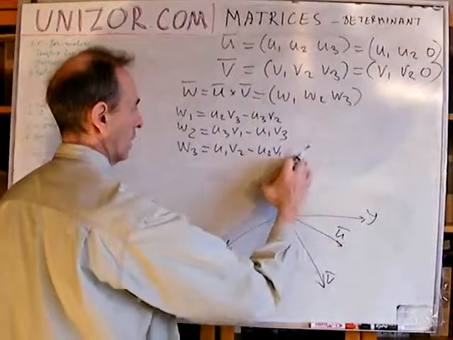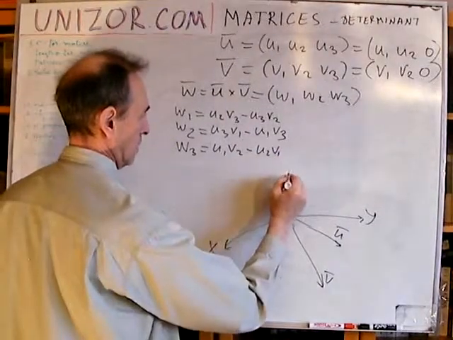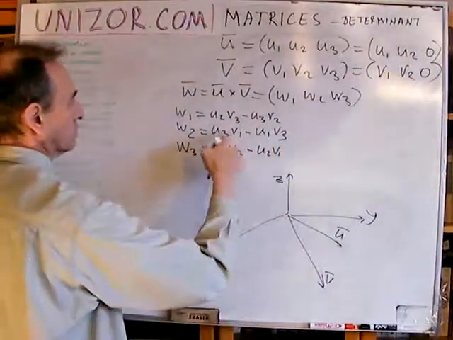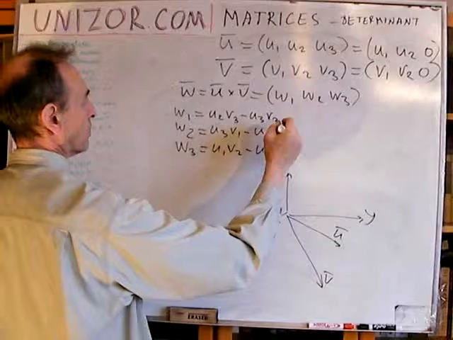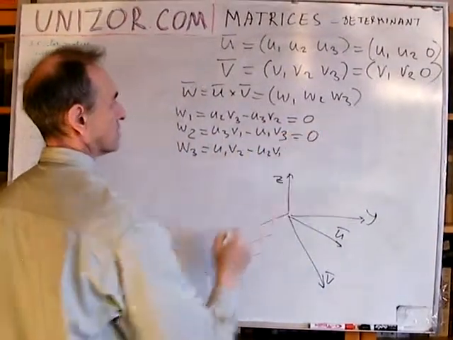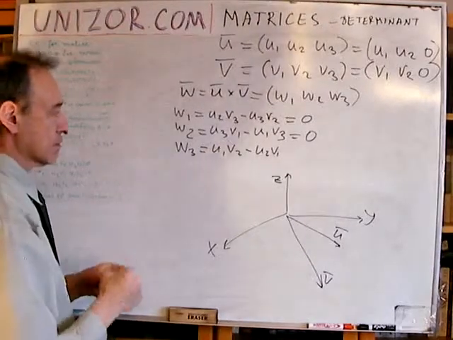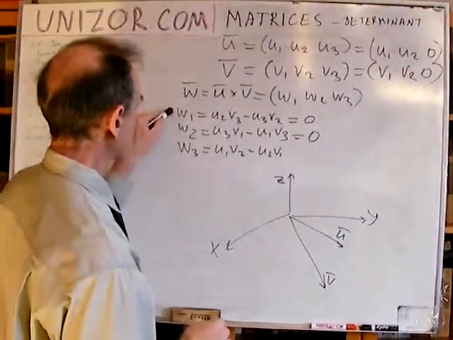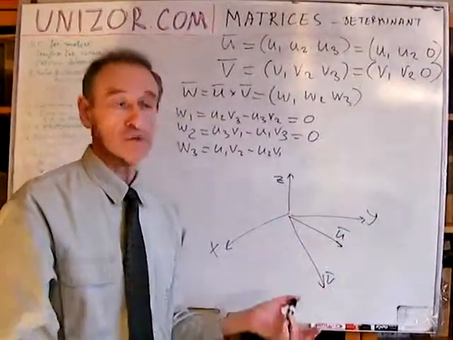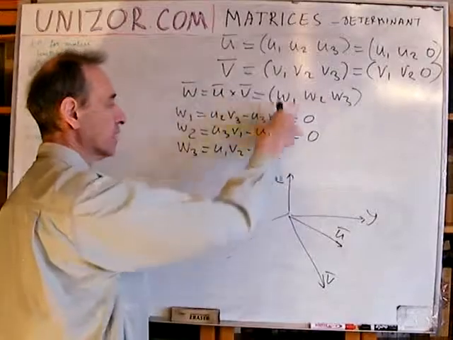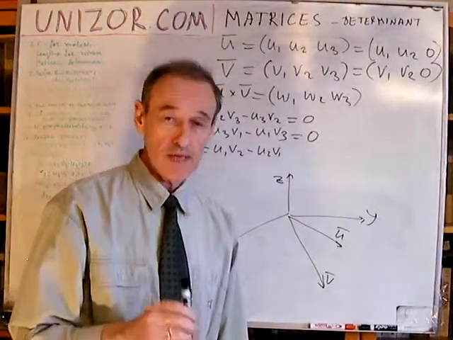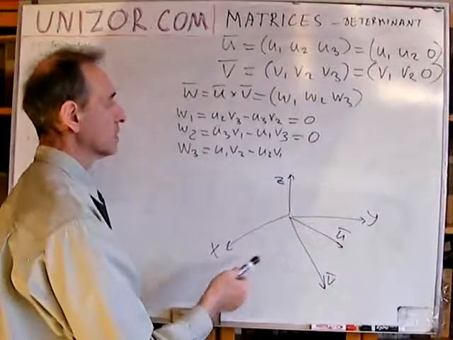Now, since v3 is equal to 0 and u3 is equal to 0, this is 0, and this is 0. So basically, the result, the vector product, has w1 and w2, which are the x and y coordinates, equal to 0, which is to be expected, right? Since the vector is completely collinear with the z-axis, it has x and y coordinates equal to 0.